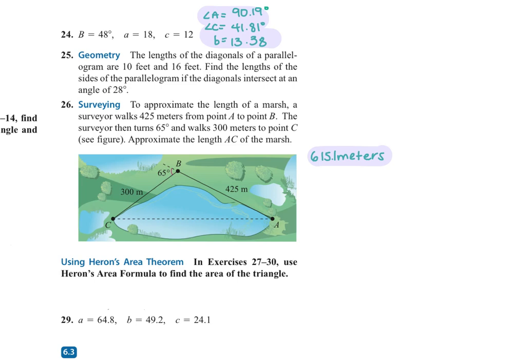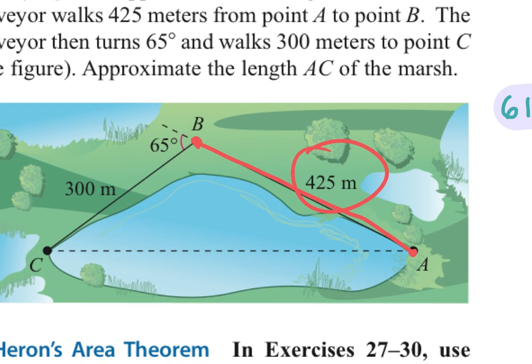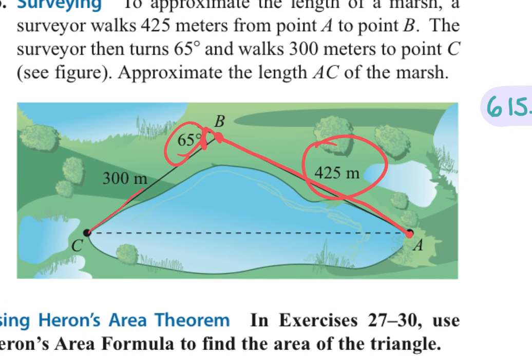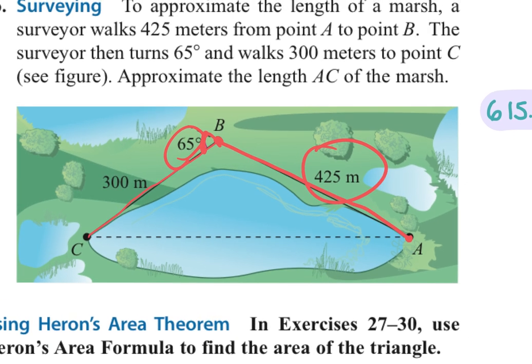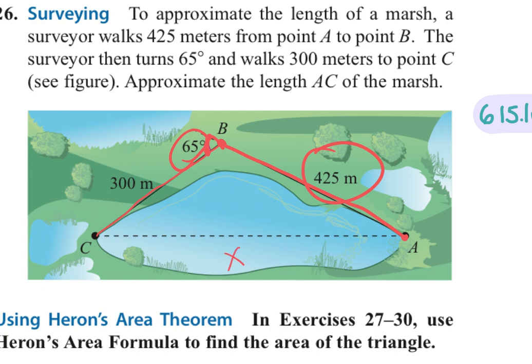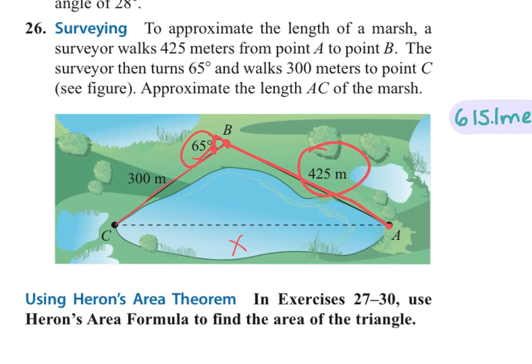Number 26 says to approximate the length of a marsh, a surveyor walks 425 meters from point A to point B. So he goes from point A to point B, 425. The surveyor turns 65 degrees and walks 300 meters to point C. So now that 65 is where he turns and walks, so it's on the outside. And then the 300 is how far he walks there. Approximate the length of the marsh. So we're trying to find the length of side AC.